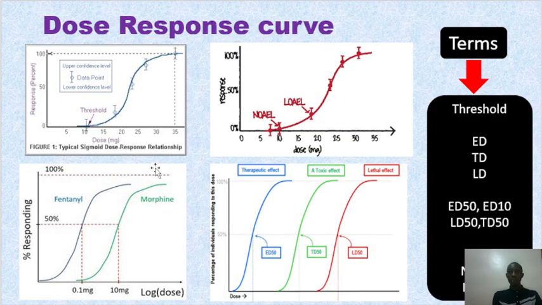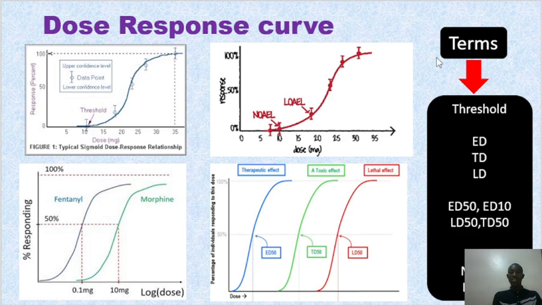If we talk about the dose response curve, it's an important concept in toxicology. As we see, the dose concept was termed by a man called Paracelsus, whereby he said that everything is toxic or everything is poisonous, but it's the dose that determines whether something is poisonous or is not poisonous.